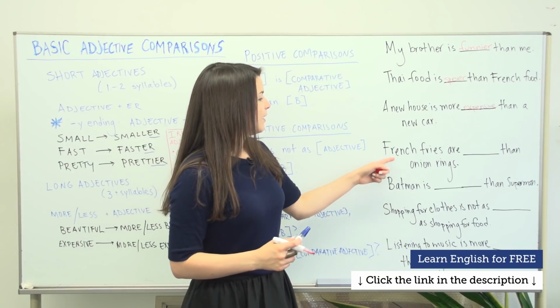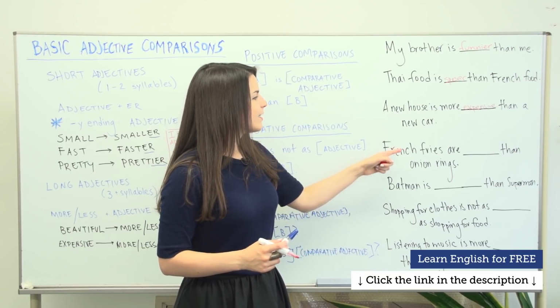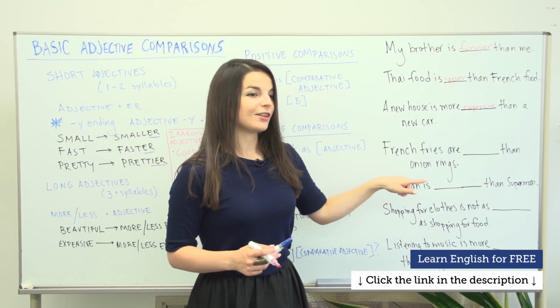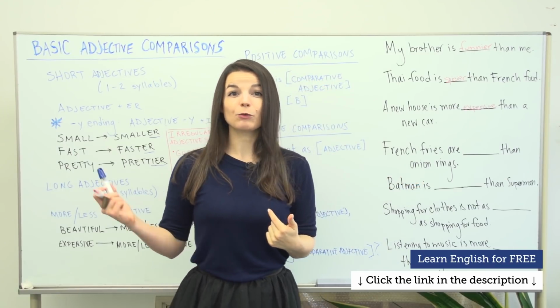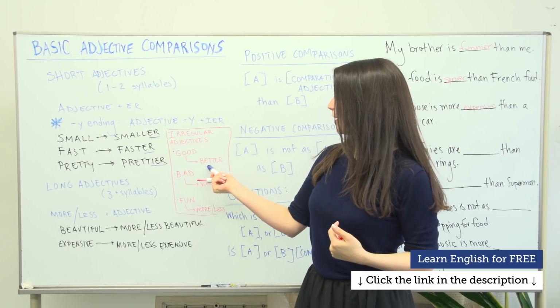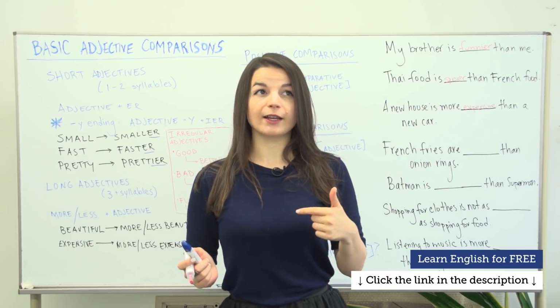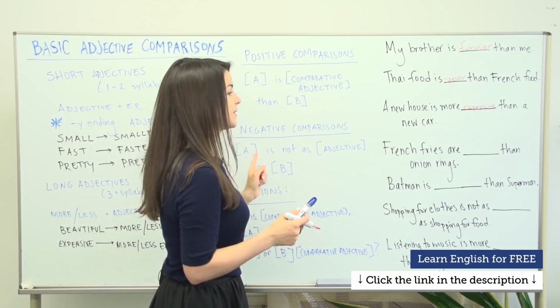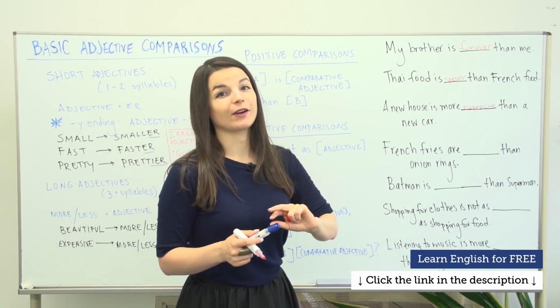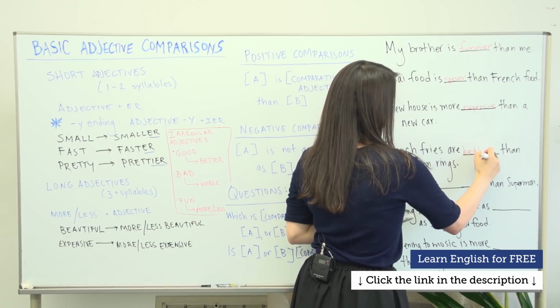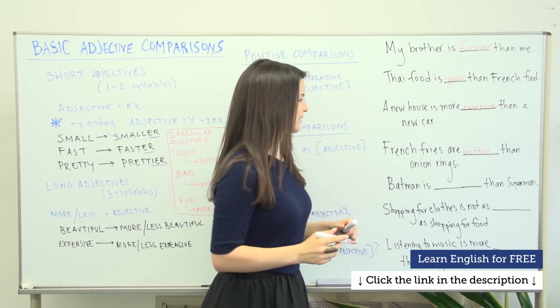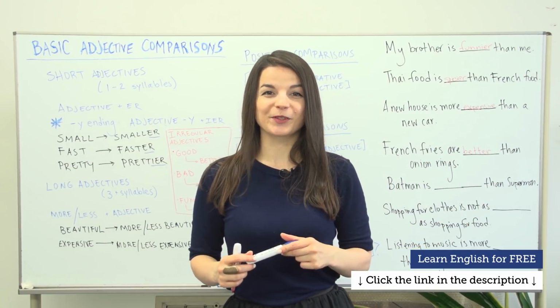Okay, let's go to the next one. French fries are something something than onion rings. French fries are what? So I want to use the irregular one, the irregular adjective good. French fries are good becomes better in the adjective comparison form. So French fries are better than onion rings is the example sentence.